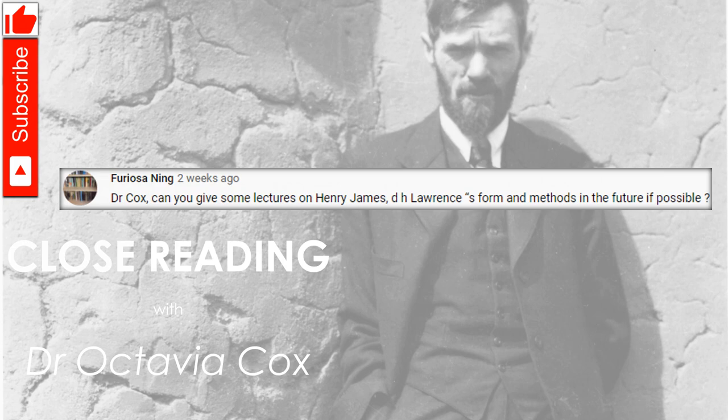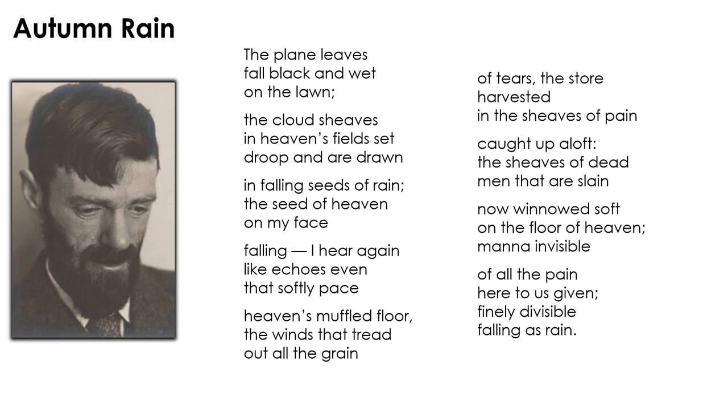The poem I'm going to be looking at is called Autumn Rain. The plain leaves fall black and wet on the lawn. The cloud sheaves in heaven's fields set droop and are drawn in falling seeds of rain. The seed of heaven on my face falling. I hear again, like echoes even, that softly pace heaven's muffled floor. The winds that tread out all the grain of tears, the store harvested in the sheaves of pain, caught up aloft. The sheaves of dead men that are slain now winnowed soft on the floor of heaven, manna invisible, of all the pain here to us given, finely divisible, falling as rain.